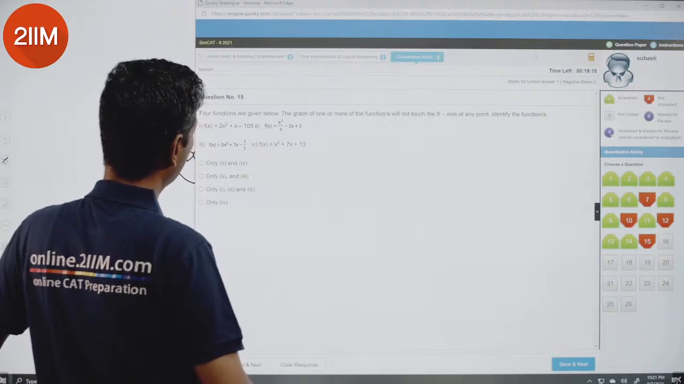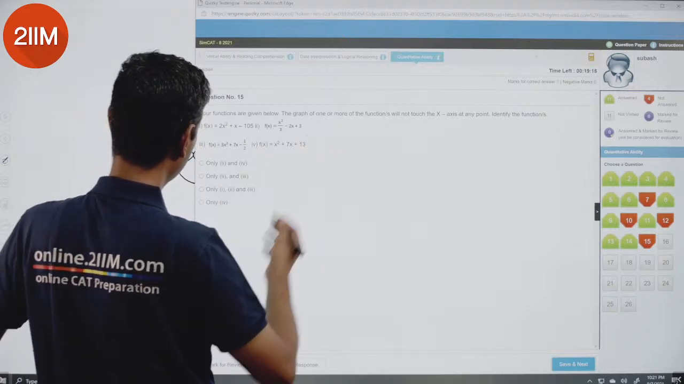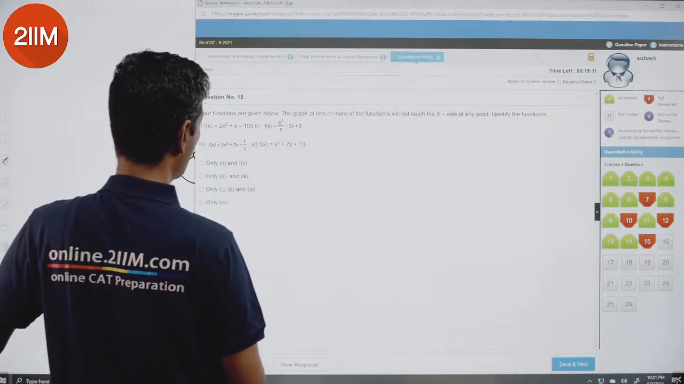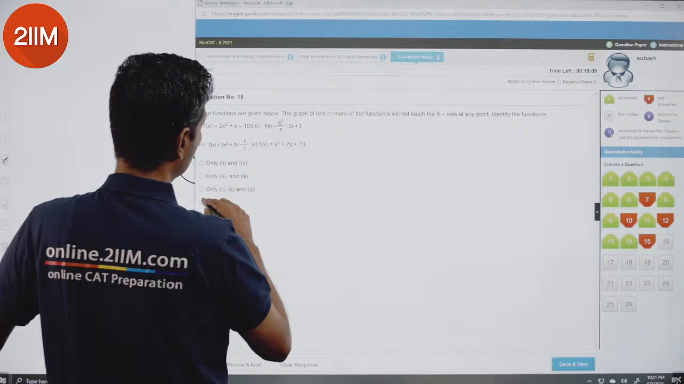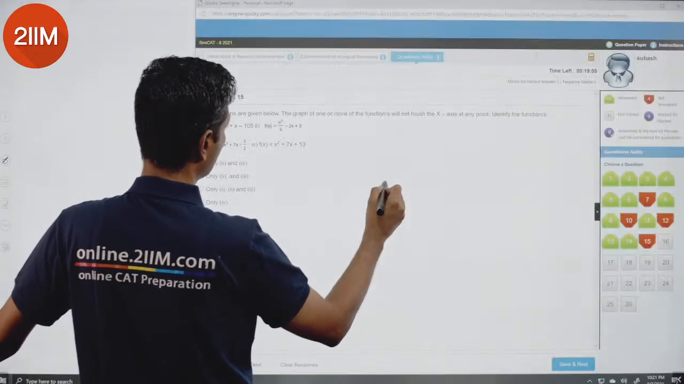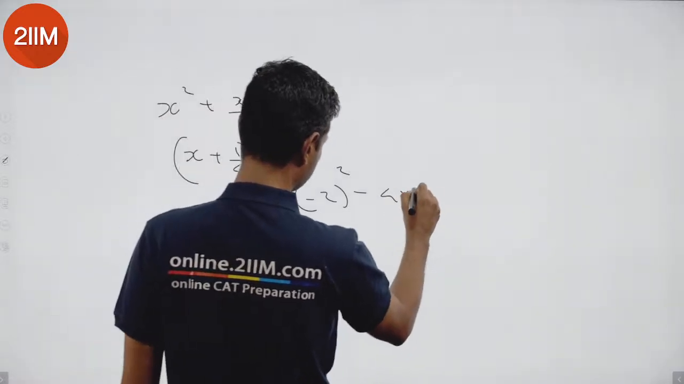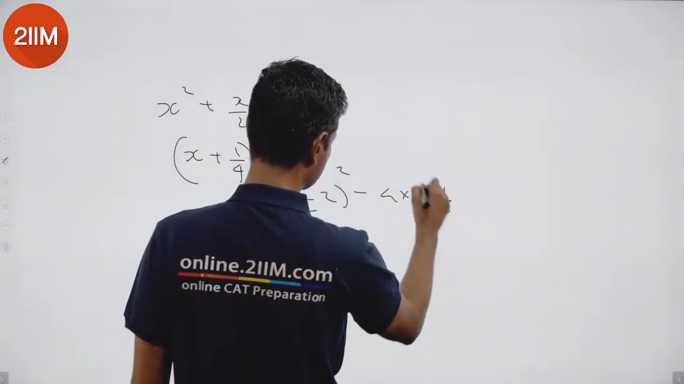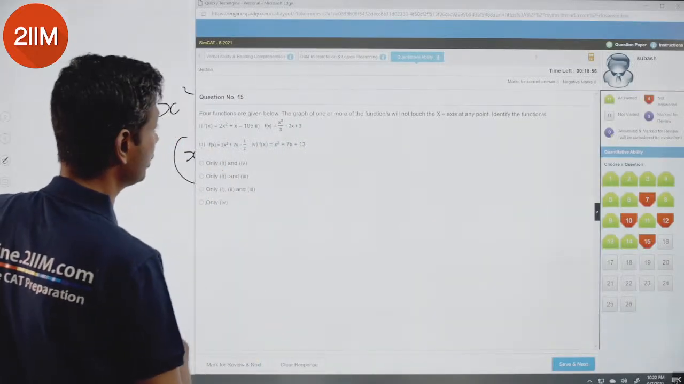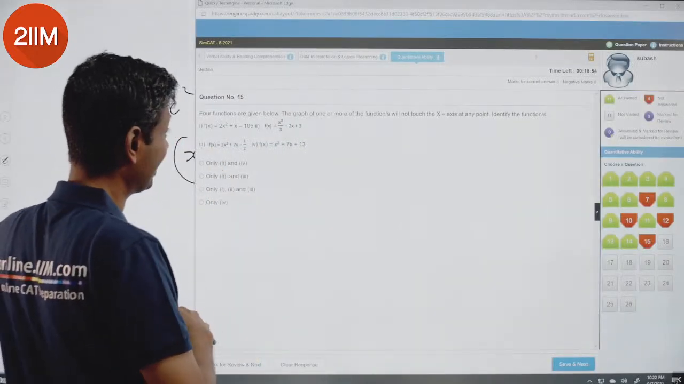Here x square by 3 minus 2x plus 3, just discriminant should not have a solution. There should be no discriminant. That's all we are looking for. B square minus 4ac, minus 2 the whole square minus 4 into 3 into 1 by 3. 0, this will have one solution. It will touch at one point. Will not touch the x-axis at any point.